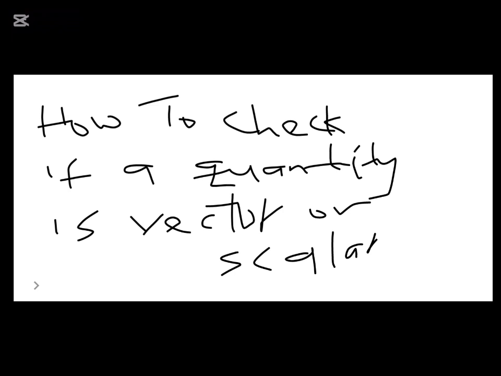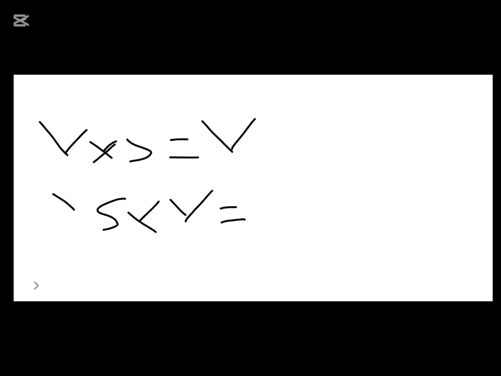So rule number one. Whenever you have a vector multiplying a scalar, it gives you a vector. Or whenever a scalar is multiplying a vector, it also gives you a vector. So when a vector multiplies a scalar, it's a vector, and when a scalar multiplies a vector, it's a vector. That's rule number one.